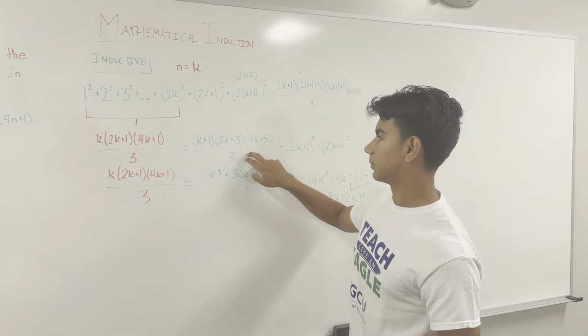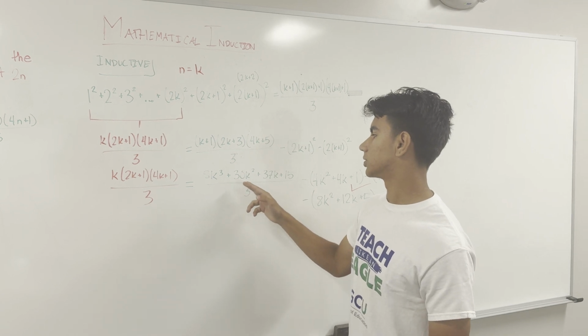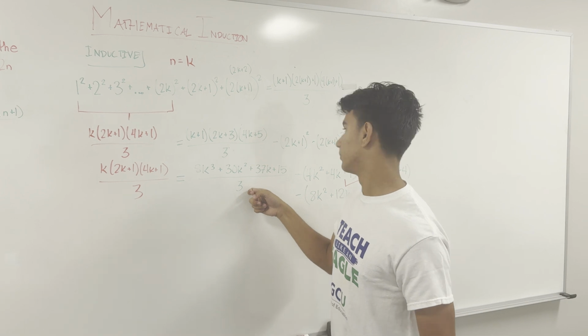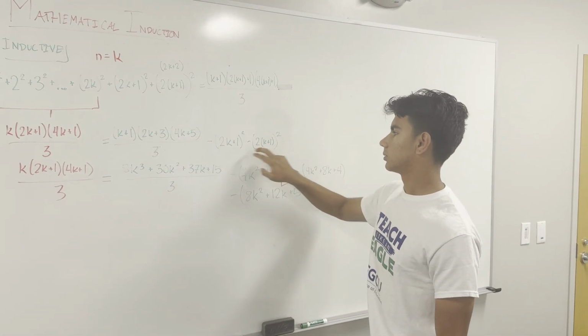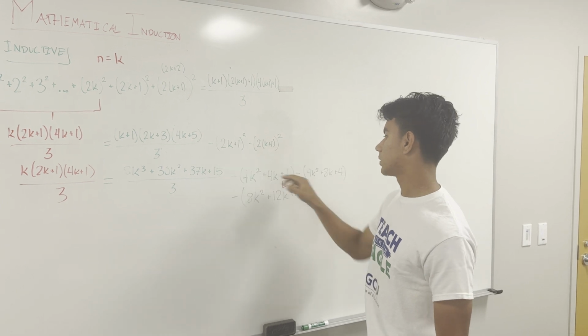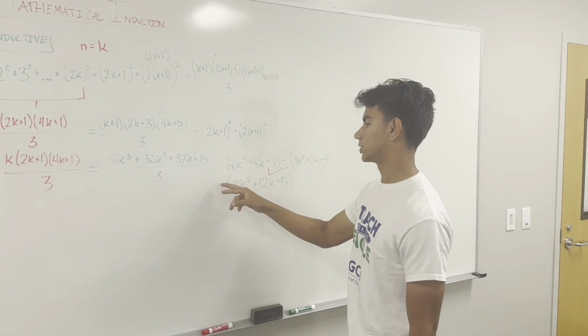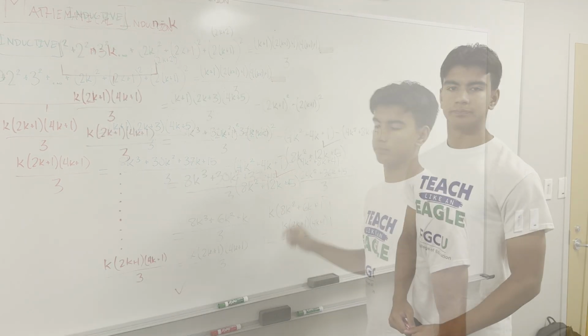So after doing some simplification and foiling all these three, we're going to get 8k cubed plus 30k squared plus 37k plus 15 all over 3. And all I did here was just factor in the squared here, then combine them since they're like terms to get, well, eventually it's going to be minus 8k squared plus 12k plus 5.